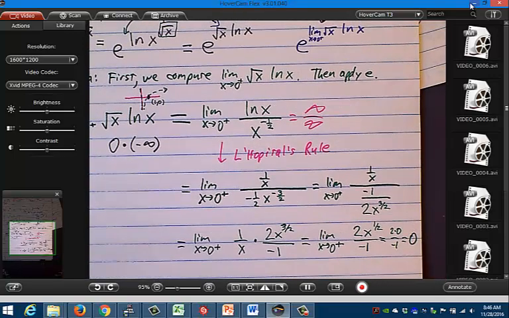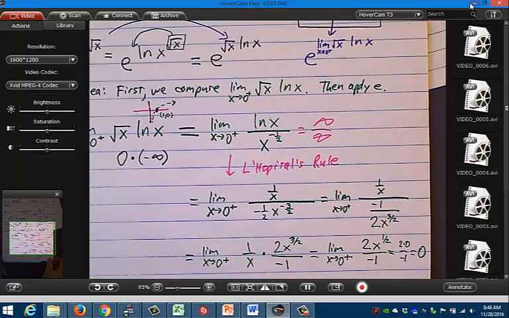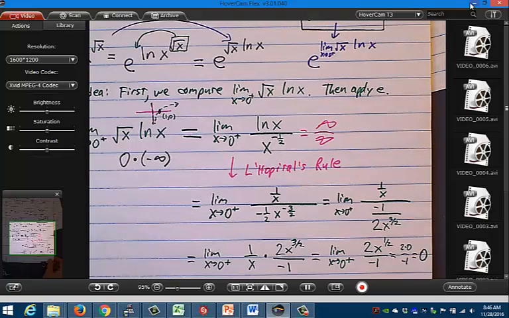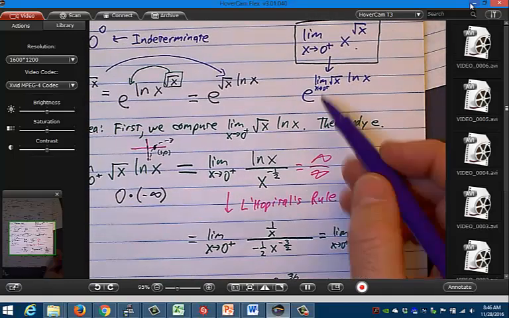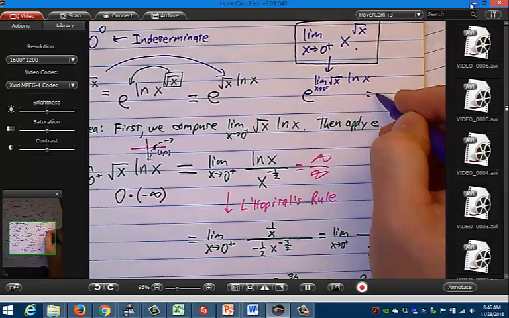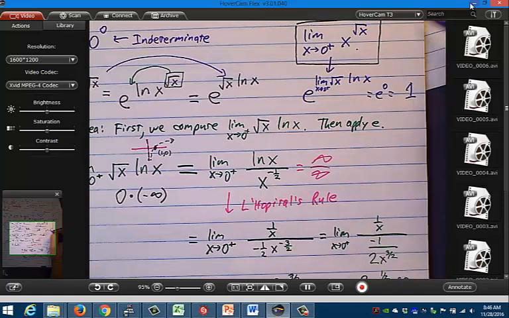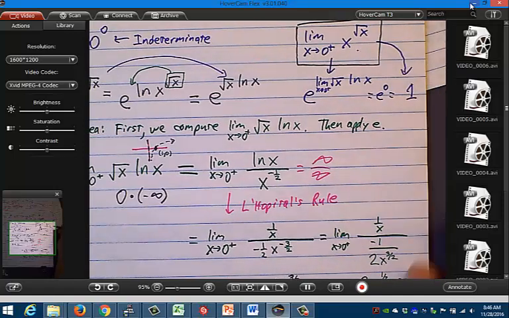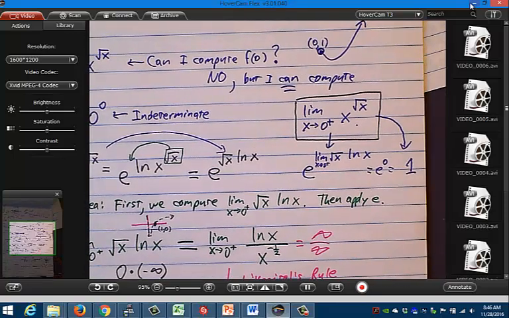So what was it we just computed? We computed that the exponent approaches 0. So for the original problem, this is e to the 0, so the answer is 1, which is what we said it was from the graph, right? We said that this would approach 0, 1. Okay?